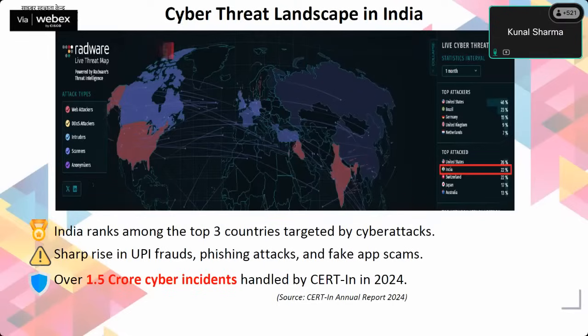The major objective of showing all these stats is not to scare, but to see that as digitization has increased, so should our digital hygiene. So we should be aware of these things and act accordingly.